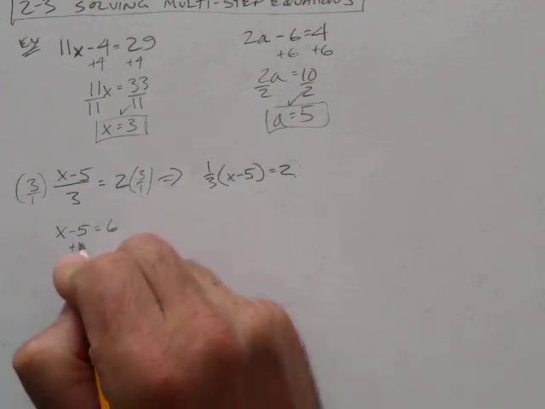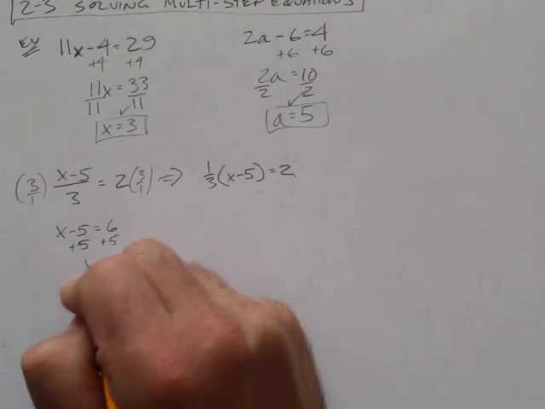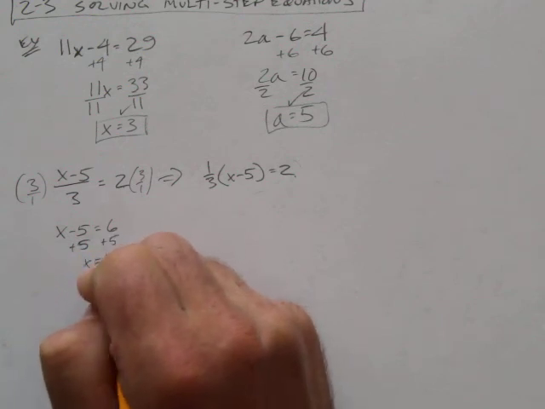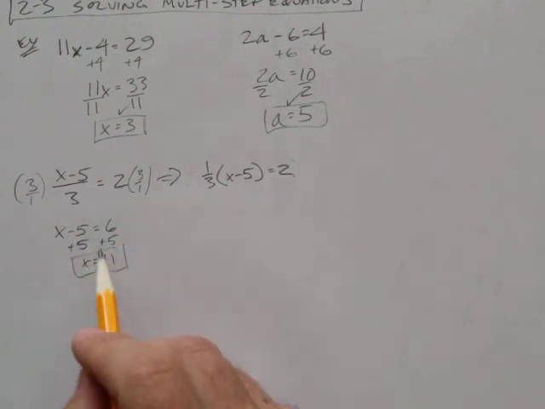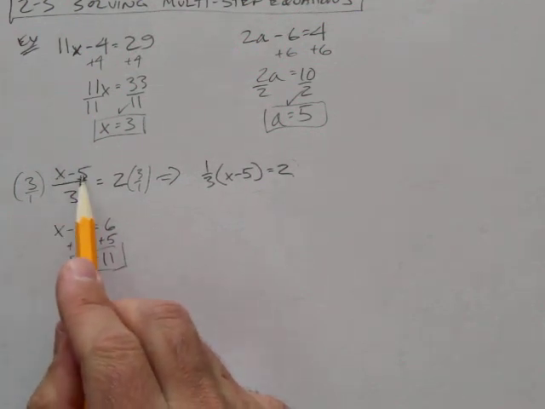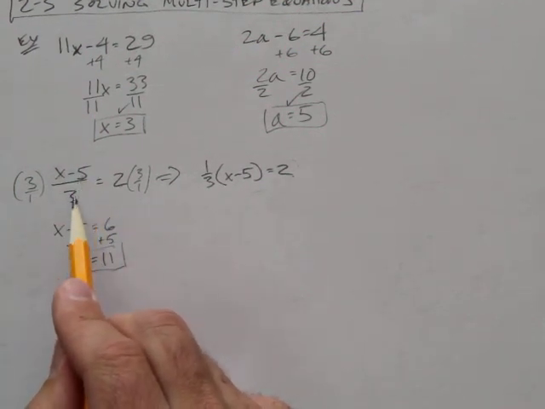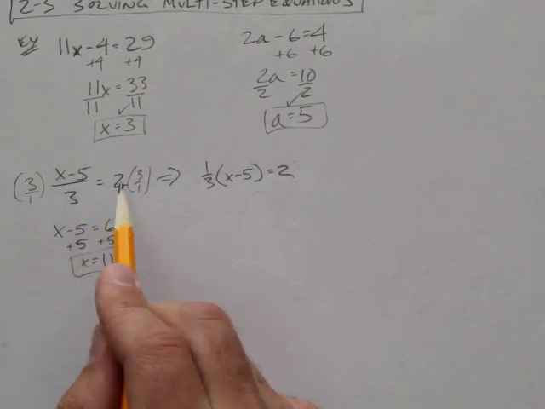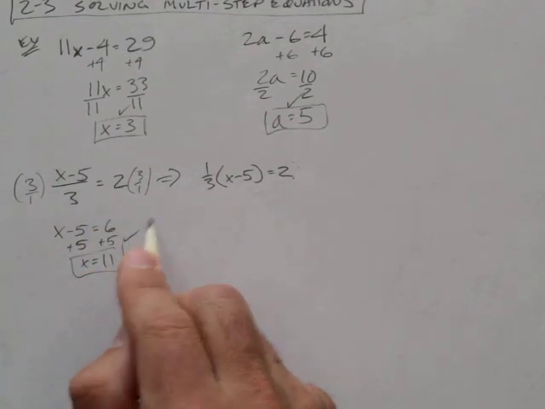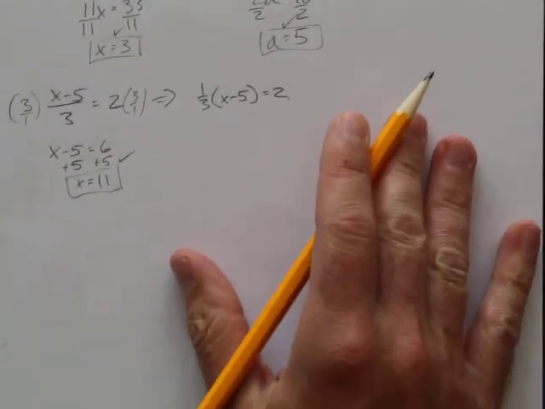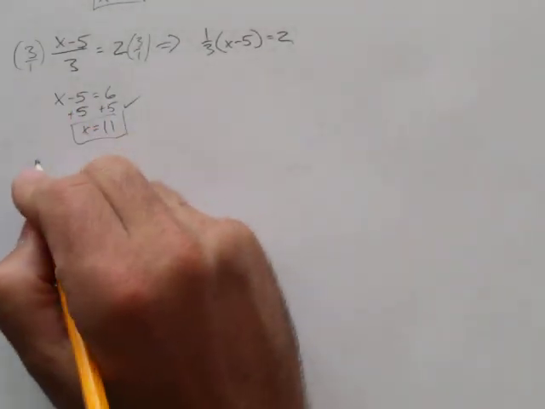Then I add 5 to both sides. X equals 11. Now we can check that. 11 minus 5 is 6. 6 divided by 3 is 2. 2 equals 2. So I've checked my work. That looks good. Now let's do some U-tries.